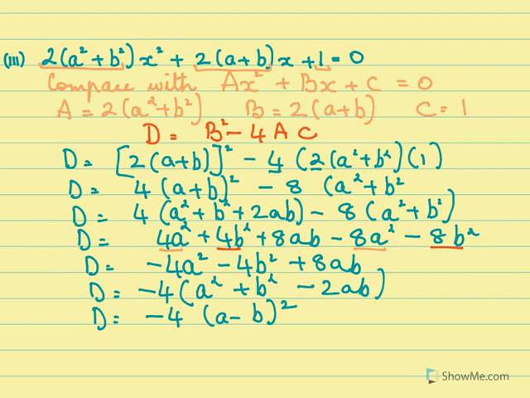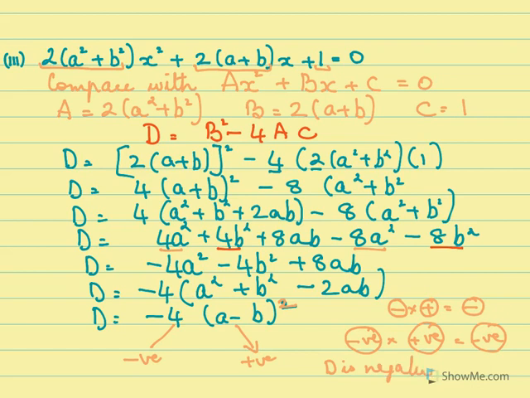Now let's examine this D. This is negative for sure, minus 4 is negative. Now this is positive because it is a square. Squares are always positive. So a negative into a positive number always gives us a negative number. Minus into plus is equal to minus. So here D, negative into positive is always negative. So D is negative. Negative means D is less than 0. So no real roots.